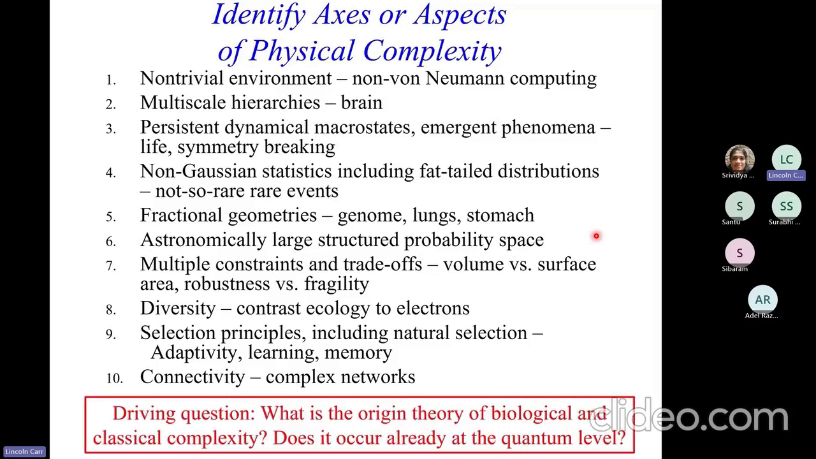And my driving question is, what is the origin theory of biological and classical complexity? Does it occur at a quantum level? I've actually been driving this for about 10 or 12 years now in my research. And I think I've shown in almost all these axes at this point that there is very clear same mathematics converging systems, which means that, yes, any new theory of complexity or any explanation of complexity must include quantum systems if it is complete. So today's talk is on complex networks, specifically on mutual information.